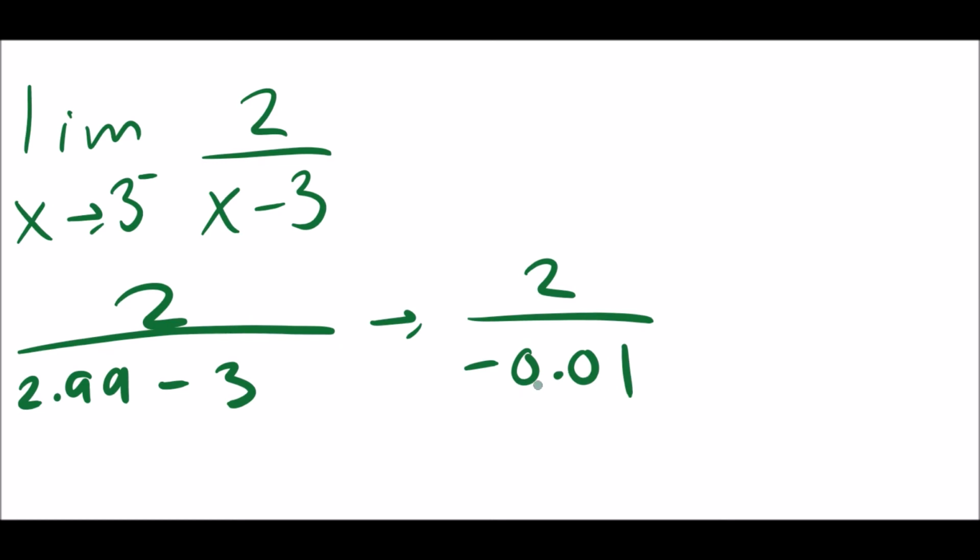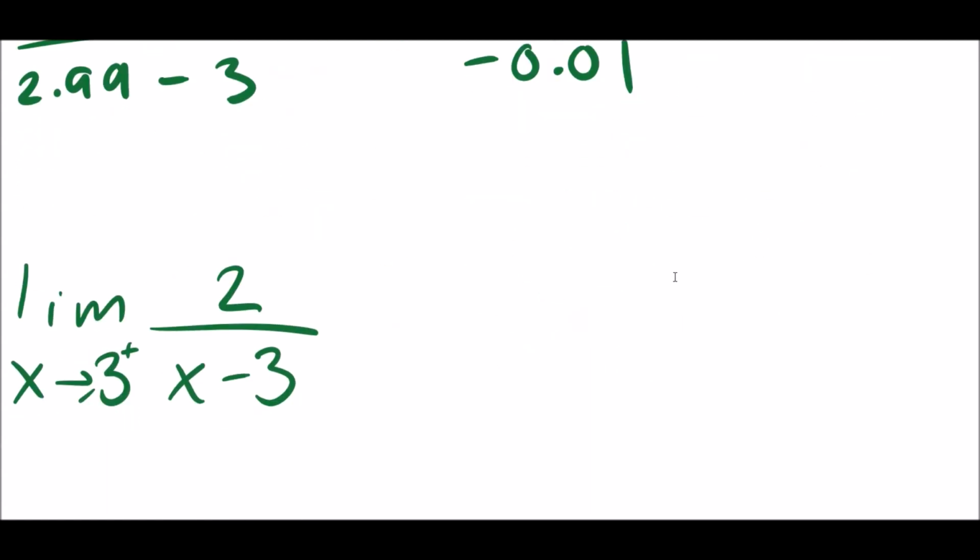And really this 0.01 isn't really a 0.01, it's just a super tiny number that is negative. So if you think about dividing a number by a super tiny negative number, well, you end up with negative infinity. So this limit here is equal to negative infinity.